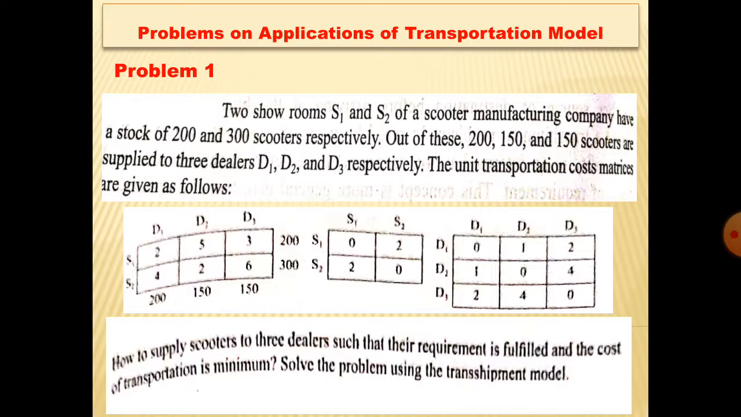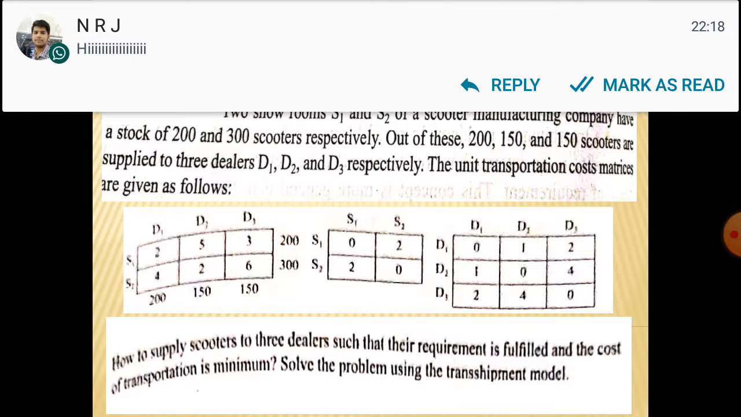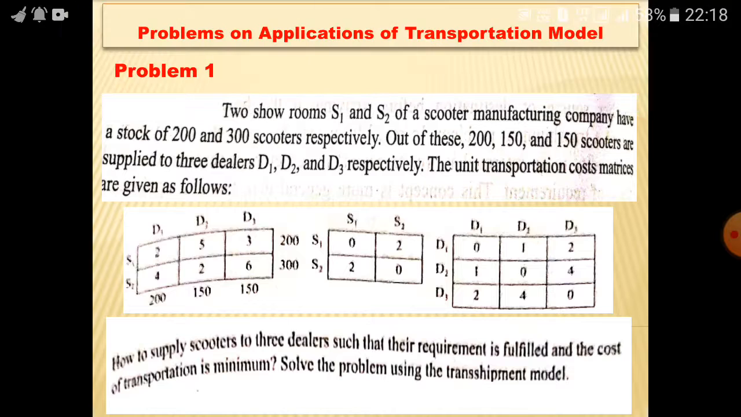Last class, we discussed different types of problems: transportation problem, transportation module, balanced problem, unbalanced problem, and basic feasible solution by northwest corner rule.